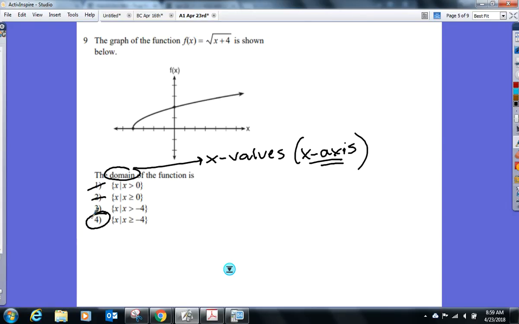Don't go anywhere. Bonus time. What about the range of that graph? Now what values are we looking at? All our y values. Can anybody describe what you know about all the y values now? Go ahead, Matty Ice.